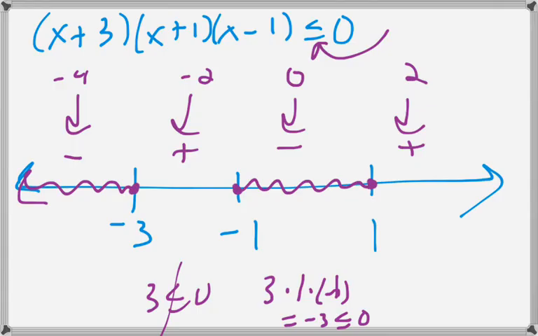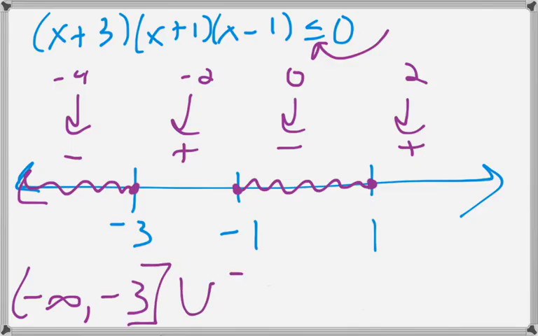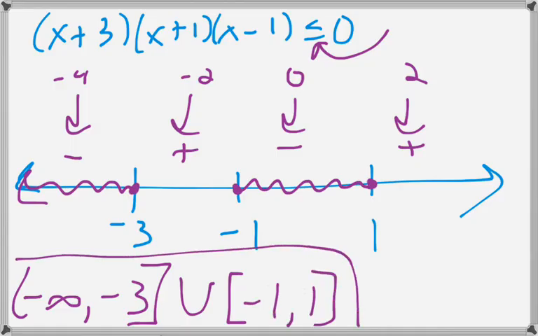So we can see now from our number line where the solutions are. So we would want to write the solutions in interval notation. So we have negative infinity to negative 3, including the negative 3 because the left side is allowed to be equal to 0. And then negative 1 to 1, again including those endpoints as well.